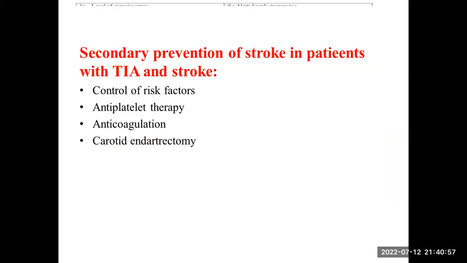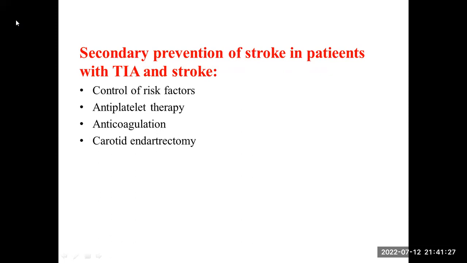So after talking about the acute treatment of ischemic stroke, let's talk about the secondary prevention of stroke in patients with TIA and stroke. If you have a patient with an episode or multiple episodes of TIAs, or a patient with a history of stroke, after the acute treatment of stroke, the next step is to prevent the recurrence of stroke. Or in case of TIA, you want to prevent the first episode of stroke after TIA. So this is called secondary prevention. This is not primary prevention.